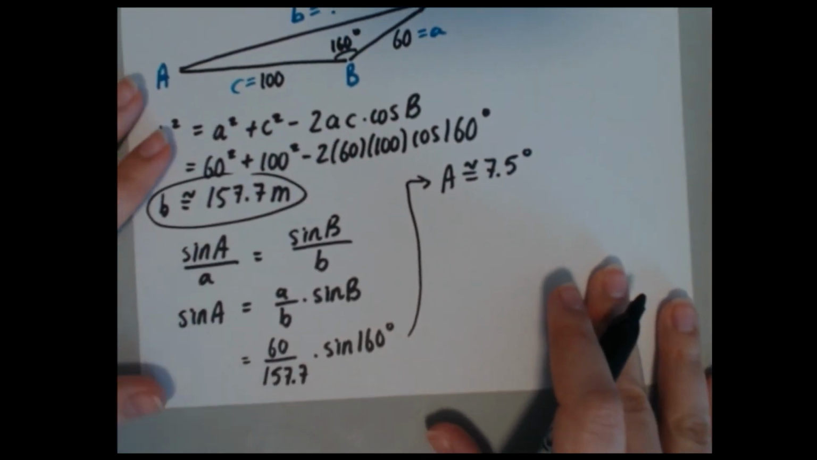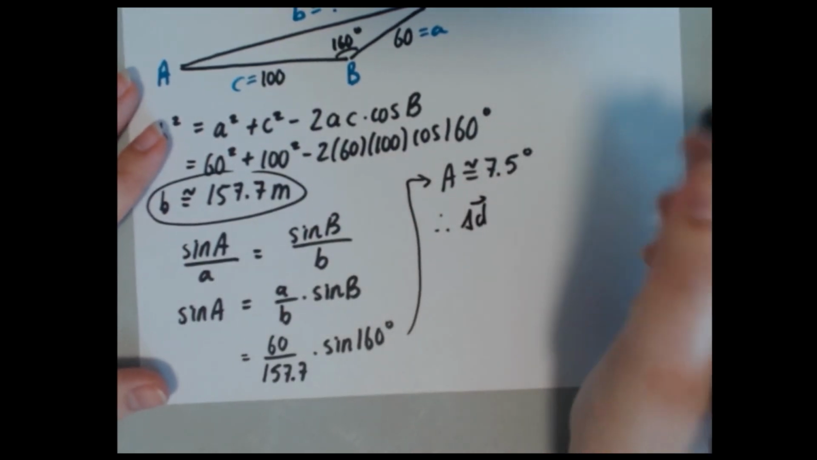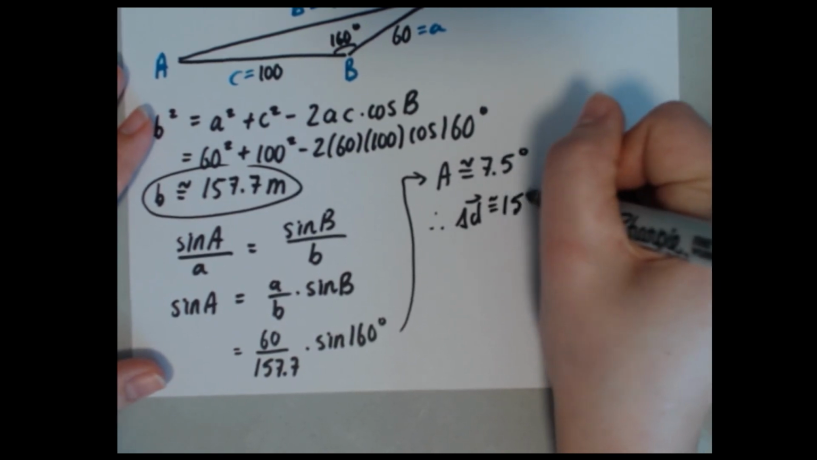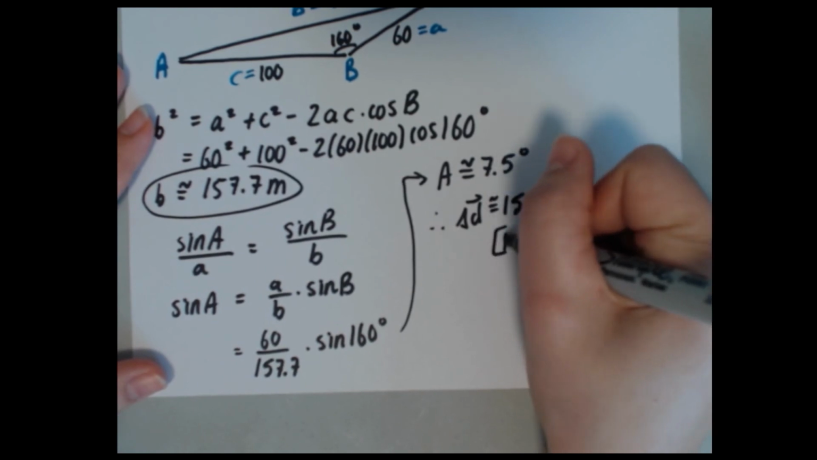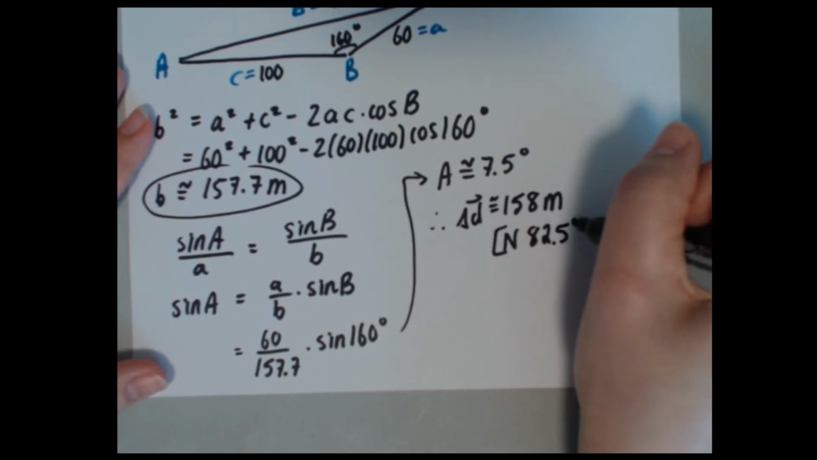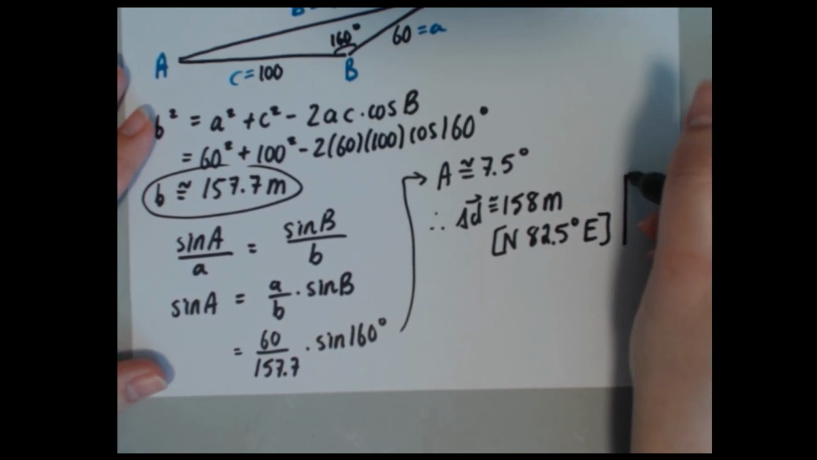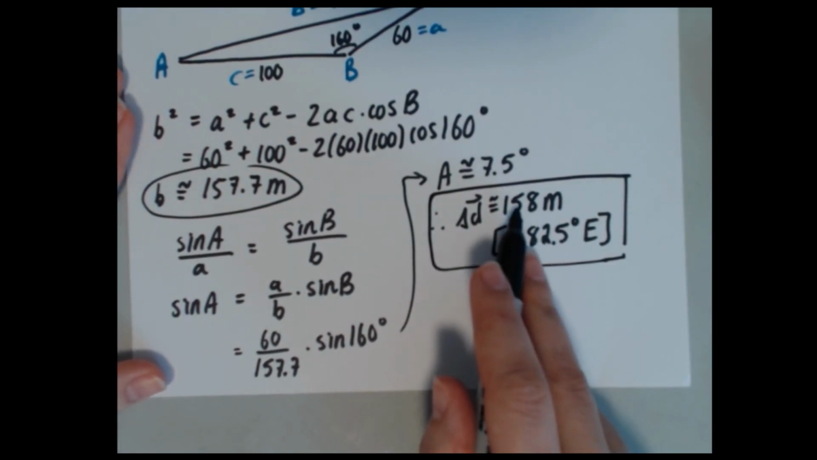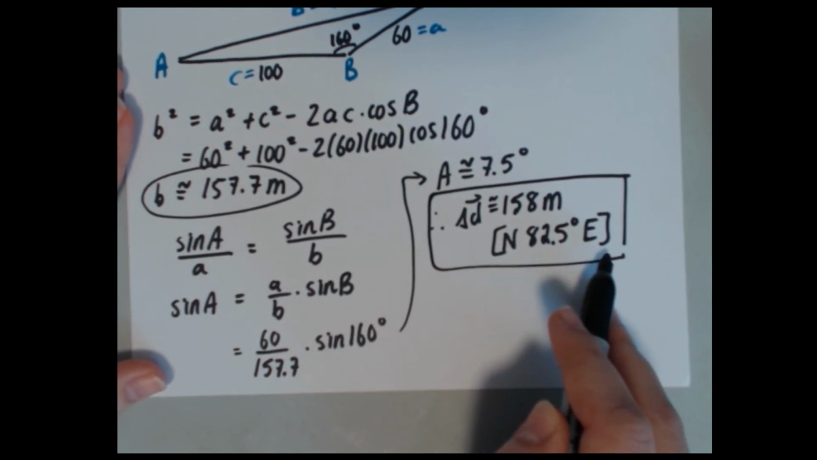All right, so we're done. So therefore, my displacement, which I've just called delta D here, is equal to about, I'm going to round this off, just make it look nicer, about 158 meters, north 82.5 degrees east. If you want to make that 83 degrees, that's fine. There's our final answer. This is the resultant. It's a single vector: magnitude, unit, correct direction.